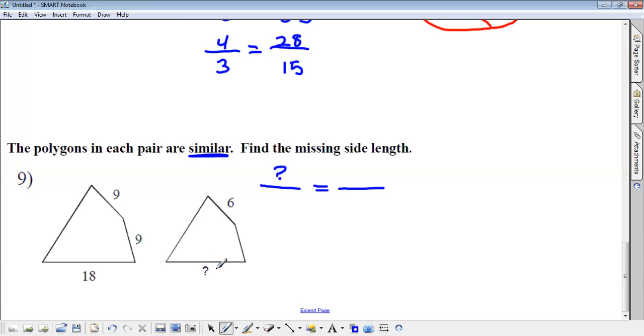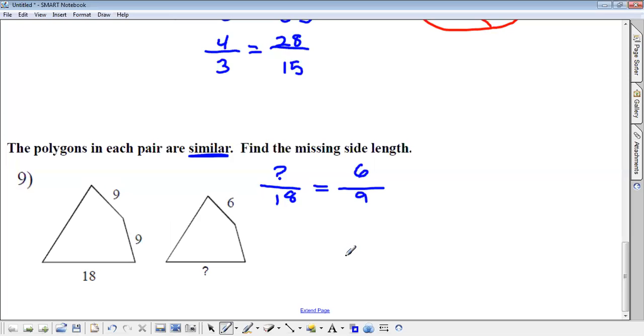Now this side corresponds to what side over here? The question mark here corresponds to what number over here? 18. 18, good, thank you. Now, give me another side that you know right here. The only side that I know is this, so that'll be on top, 6. Now this 6 corresponds to whom over here? 9.